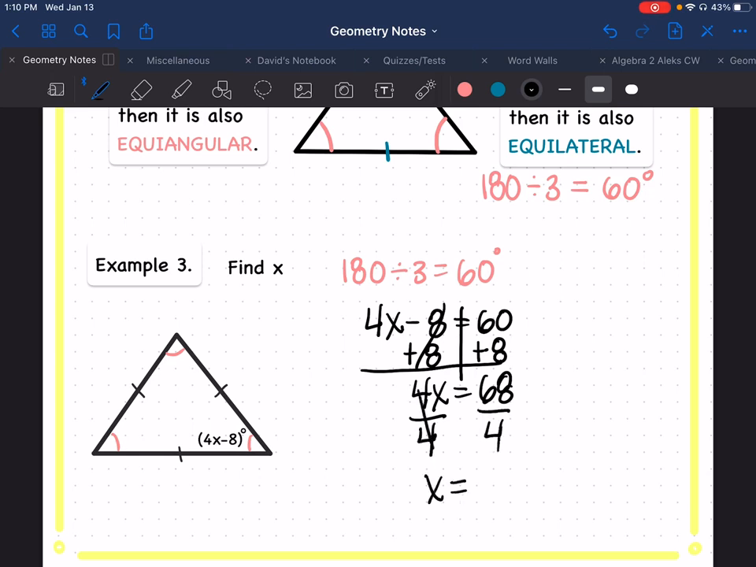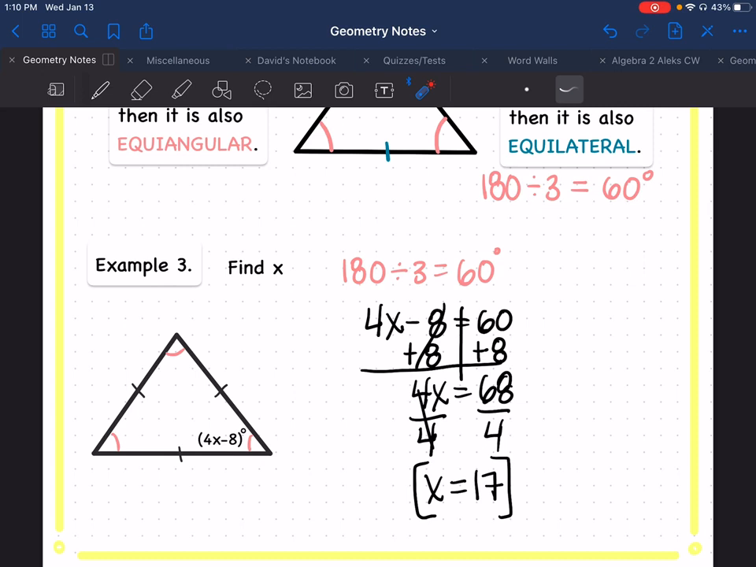X equals 17. Now, the only other thing I could be asked to do is to go back and plug this in. What is 4 times 17 minus 8? More than likely not, because I already know the answer to that question. It better be 60.